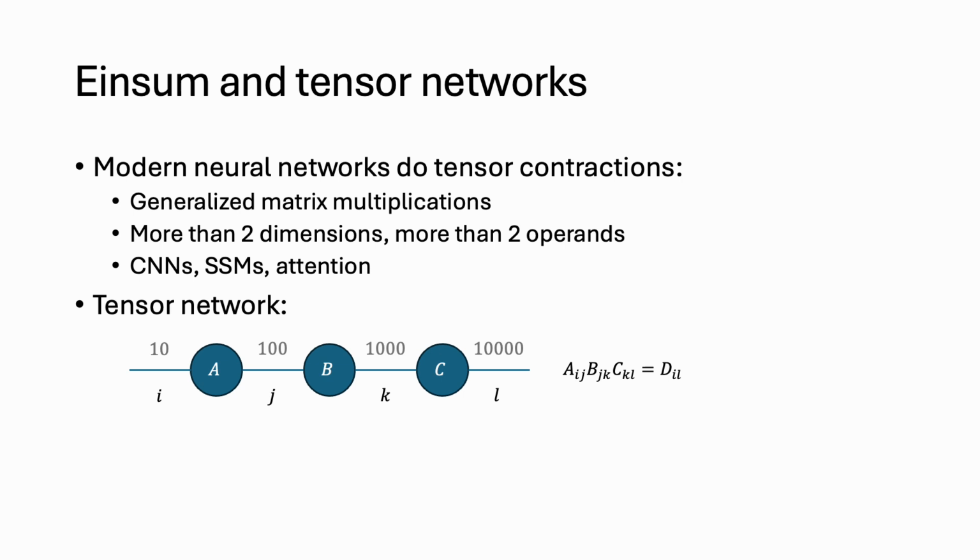Taking the previous matrix multiplication example, we have three matrices A, B, C as nodes and four dimensions I, J, K, L as edges. The dimensions J and K are being summed over, so they are represented as inner edges. This means that the two outer edges, I and L, will be part of the output tensor.